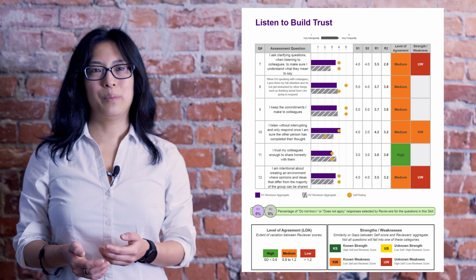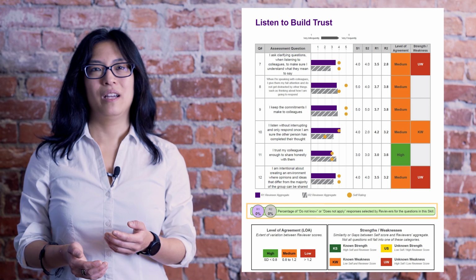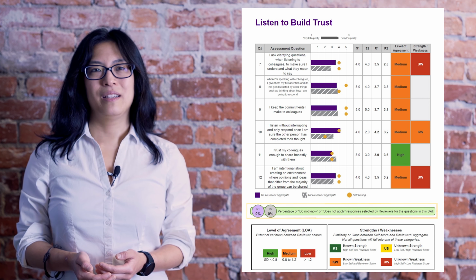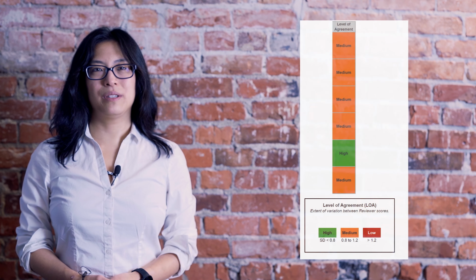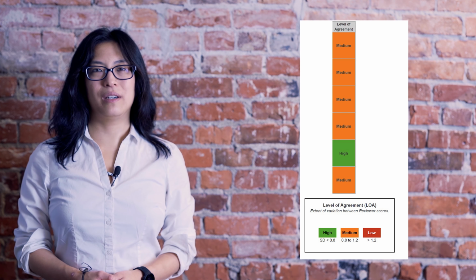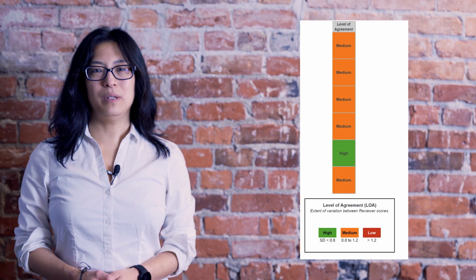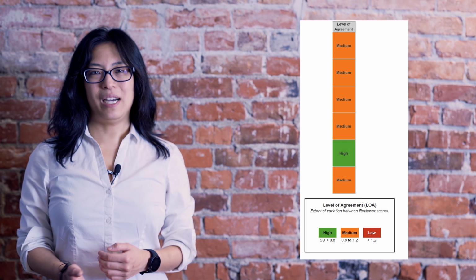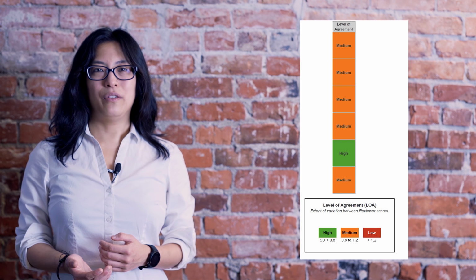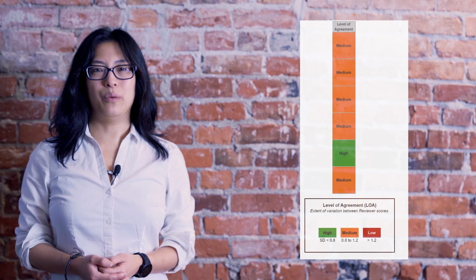You can also view the total percentage of reviewers who selected do not know or does not apply across all questions within this skill. The level of agreement column helps you understand how spread out your reviewer scores are. If most reviewers gave you a similar score for this question, you will see a high level of agreement. A low level of agreement indicates a larger range of reviewer scores.